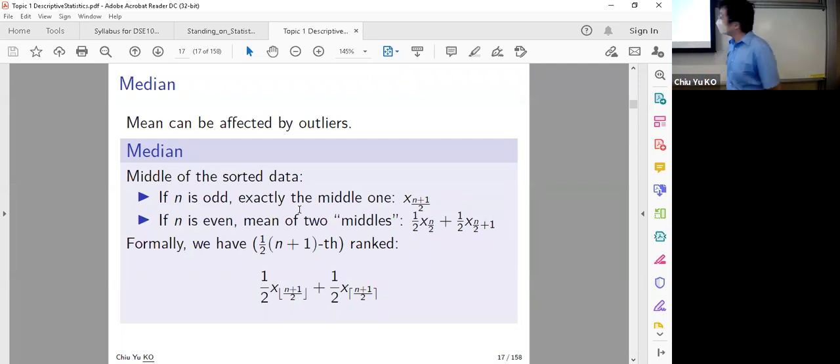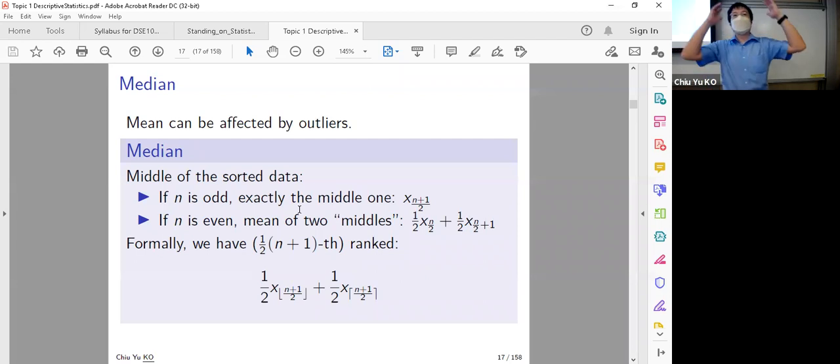So the second one is median. We see the mean can be affected by outliers, and median will not be. The reason is it's asking exactly what number is in the middle. It doesn't matter whether the large one gets larger or the smaller one gets smaller, whether you get the rich in the income data, right? Doesn't really matter. And to remember exactly the middle, that will be a difficult thing to say, right?